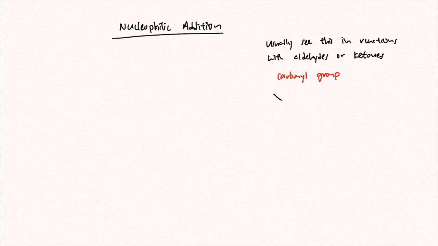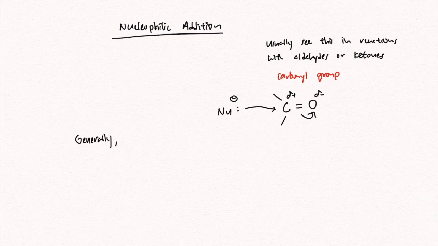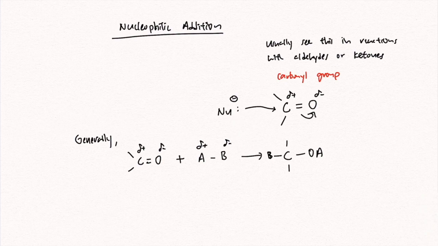As you can see now, I've drawn the carbonyl group, and because the oxygen atom is highly electronegative, you will have a partial negative charge on oxygen while the carbon has a partial positive charge. If we introduce a nucleophile, the negatively charged nucleophile would tend to attack the partial positively charged carbon, and the reaction will proceed like this. So, generally, we can represent the nucleophilic addition reaction like this, where we have a carbonyl group which is reacted with a molecule AB, where there's a partial positive and partial negative charge, in order to form the product as I've drawn. Now, the mechanism is basically done in 2 steps.